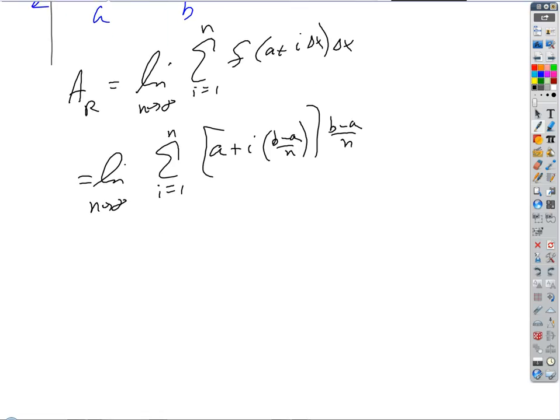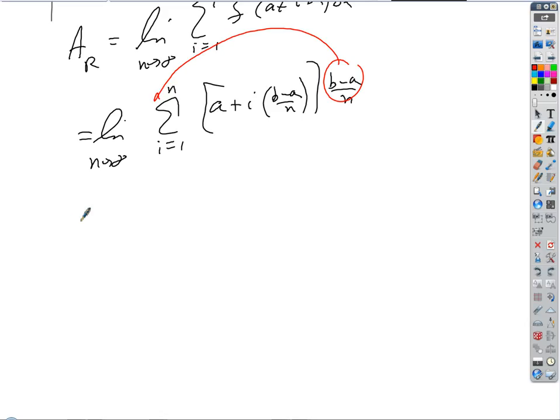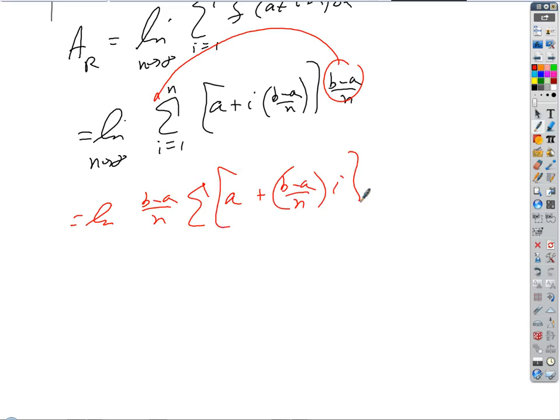So what could we do to clean this up? If I want to, I could take this guy and pull it out in front of the sigma, because there's no i's in it. And that's going to give me that times the sum of all this. Now I've got the sum of a plus b minus a over n times i, as i goes from 1 to n.